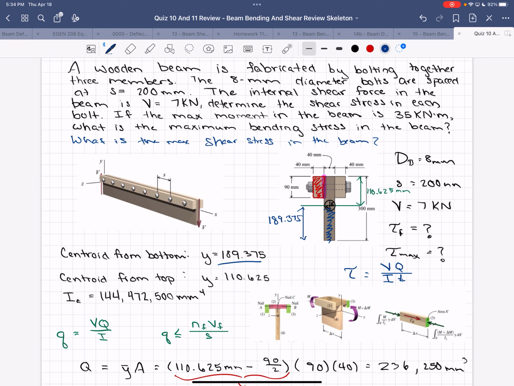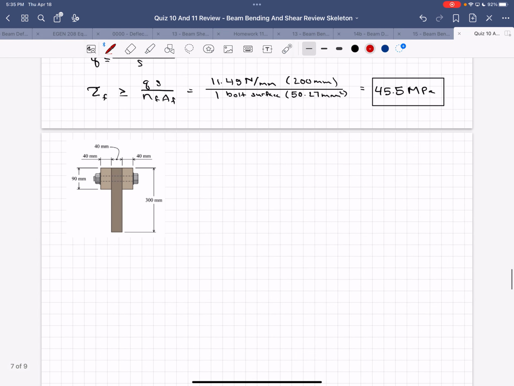The center, the y bar is going to be wherever the middle of this is, centroid to centroid, right? So it's just going to be 189.375 over 2. Oh, I made a whole other picture to do this.